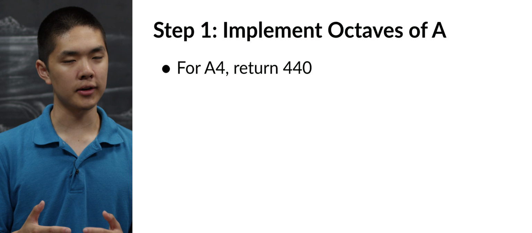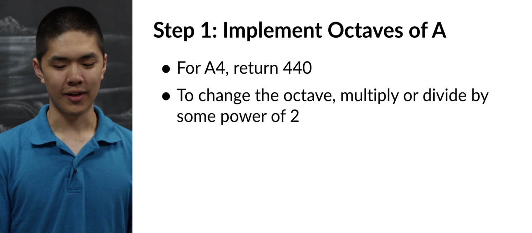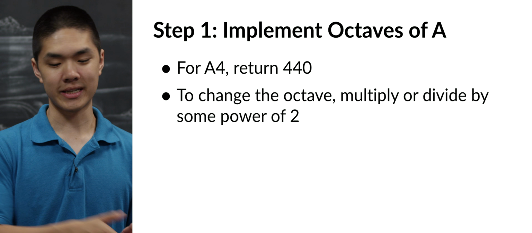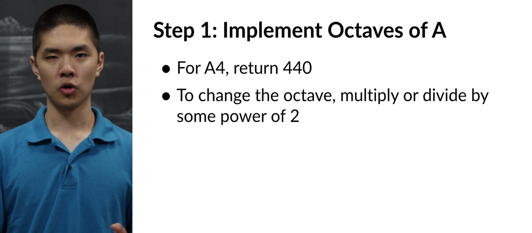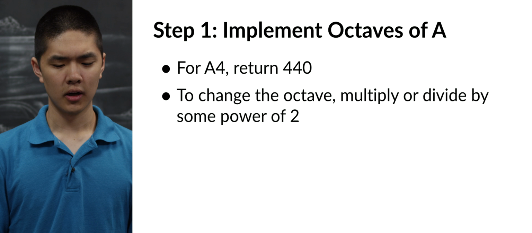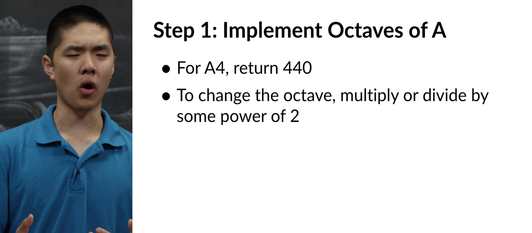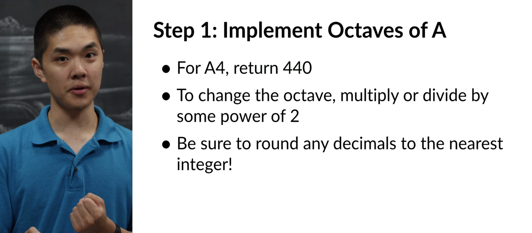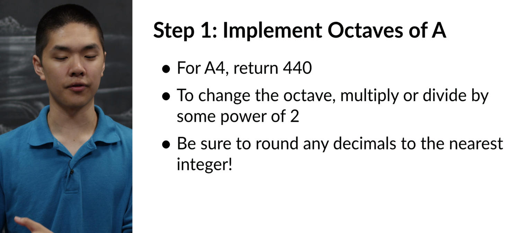But what about other octaves of just the note A, like A3 or A2 or A5 or A6? Well, we know that to change the octave, we just need to multiply or divide by some power of 2. To get from A4 to A5, we take 440 and multiply it by 2. To get from A4 to A6, we take 440 and multiply it by 2 twice, or multiply it by 4. Likewise, to go from A4 to A3, we'll have to divide by 2 to get 220 hertz for A3. And so, we can use multiplication or division by some power of 2 to be able to figure out what the frequency of some different octave of A is going to be.